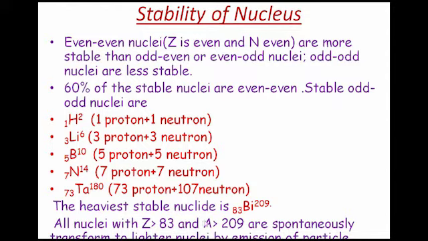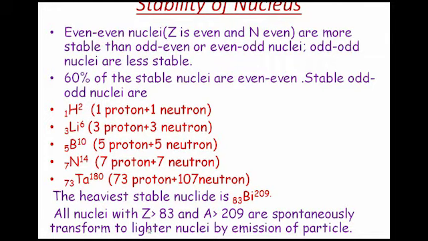The heaviest stable nucleus is bismuth 83,209. Heavy nuclei with atomic number greater than 83 and mass number greater than 209 are unstable. So they emit alpha, beta and gamma particles in order to attain stability, and due to this spontaneous emission, they transform into lighter nuclei.